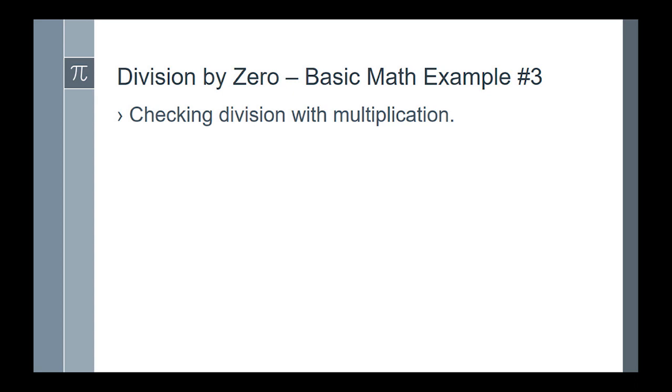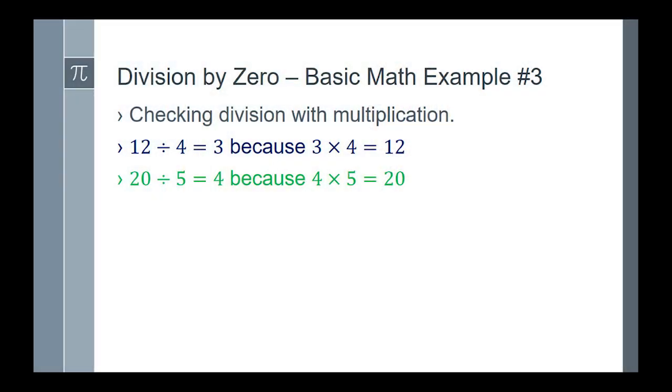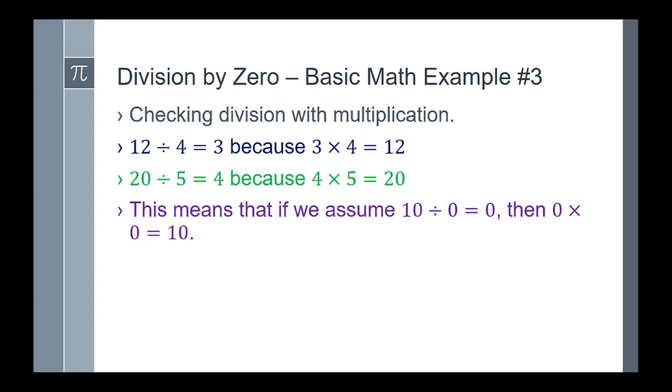Okay, so another thing, and we talk about this a lot in some of our 097 classes, is thinking about checking division using multiplication. So we know that 12 divided by 4 is 3, because if we check it, 3 times 4, we get the original answer back. The product is what we originally started with. And then 20 divided by 5 is 4, because 4 times 5 is 20. So working backwards using multiplication to check our division.